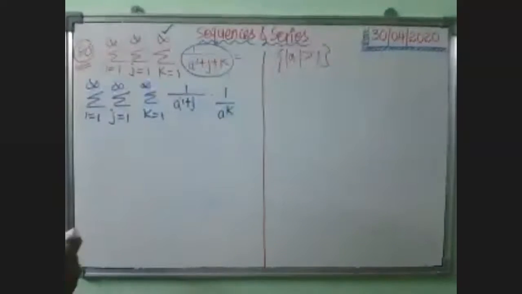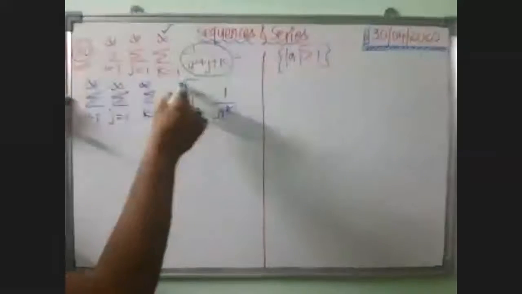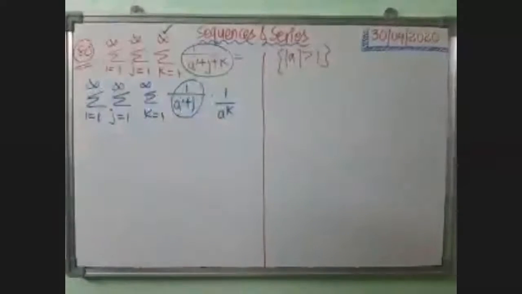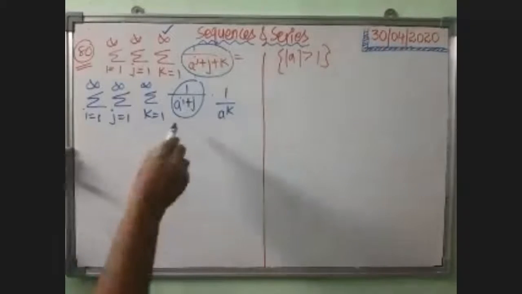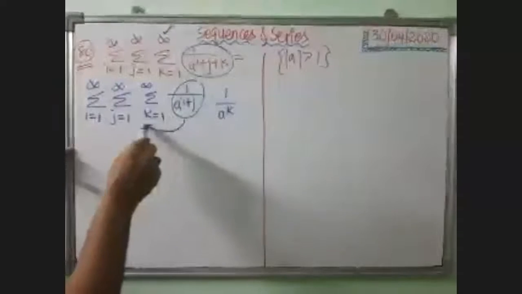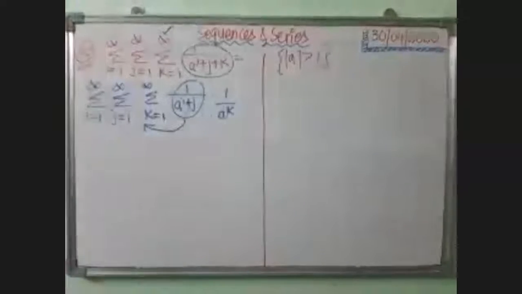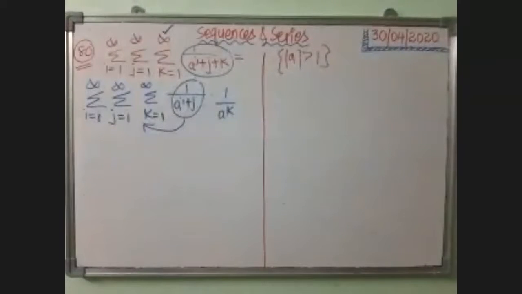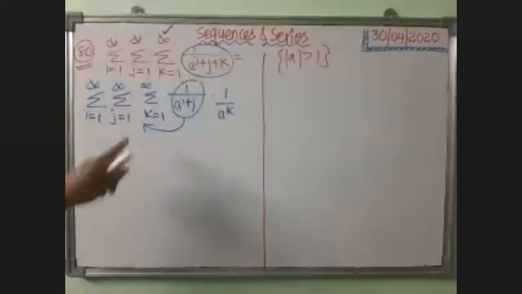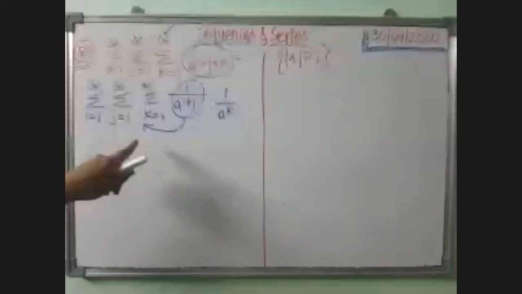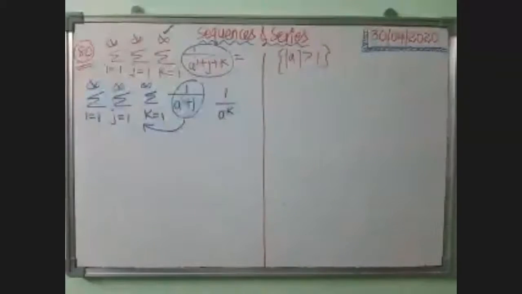Now keeping this as fixed, 1 by a power of i plus j does not contain k. That means it will become a fixed term. This term will come towards the left side of the rightmost sigma. Remember this, right? So the rightmost sigma is from k equal to 1 to infinity.